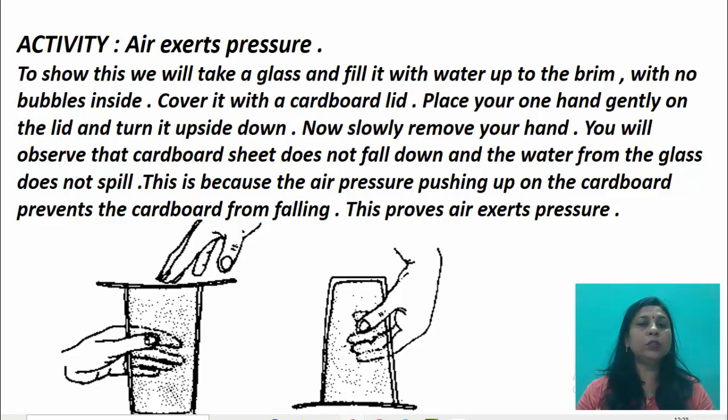Why? Because the air pressure pushing up on the cardboard prevents the cardboard from falling, and this proves that air exerts pressure. Means you filled it right up to the neck with water, which means there is no air inside, water is there and you covered it with a cardboard lid. And when you turned it over, the air below, the surrounding air, pushed the cardboard up, thereby not letting the water come down out of the glass.